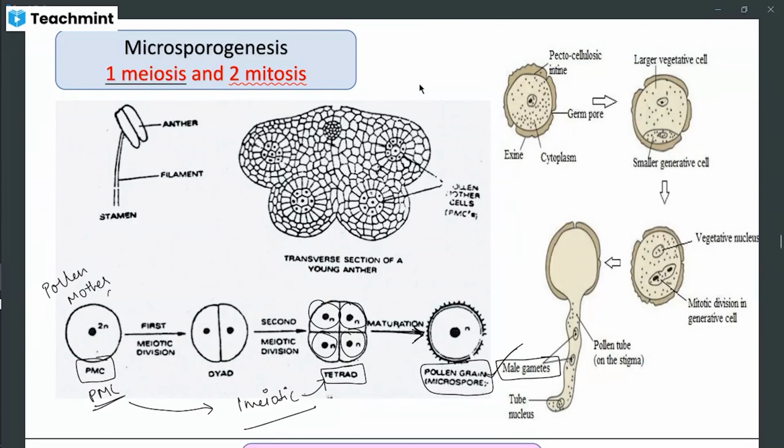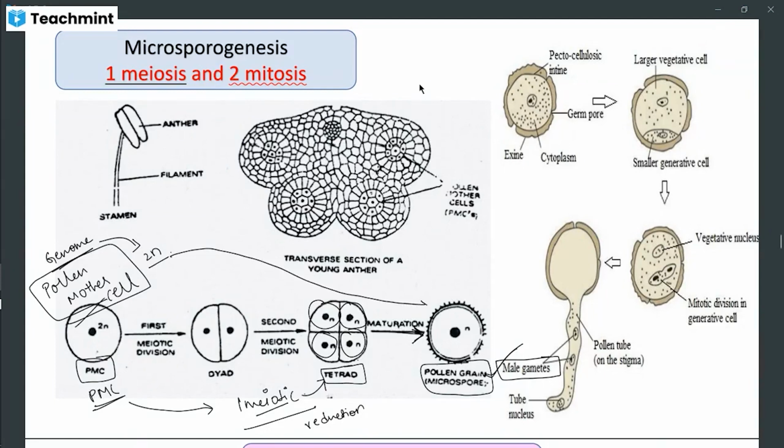Please respond. Pollen mother cell. What will be the condition of this pollen mother cell in terms of genome content? What will be its phase? Diploid, so it is 2n. We all know that meiosis is a form of reduction division. So 2n ultimately leads to the formation of how many n? Four different cells which are in haploid phase, right?